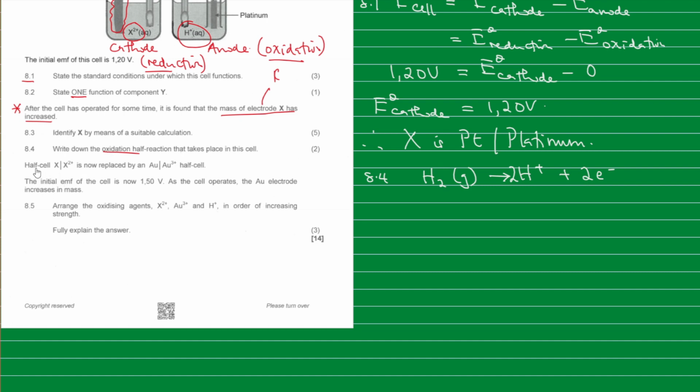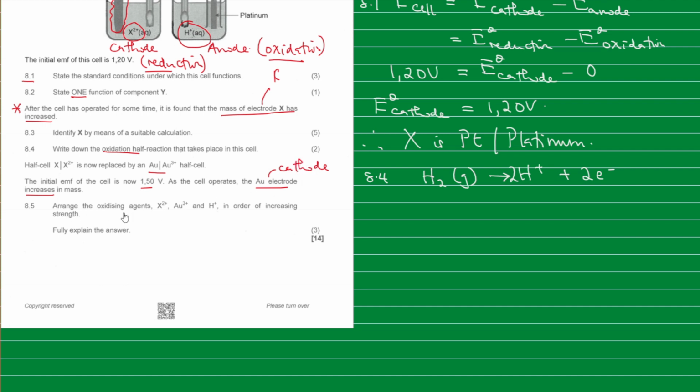And then we have the next section, which says the half cell X plus is now replaced by Au. This is gold. This is a half cell of gold. And then the initial EMF of the cell is now 1,50. As the cell operates, the Au electrode increases. So if the Au electrode increases, which means it is also a cathode. In other words, it is gaining.